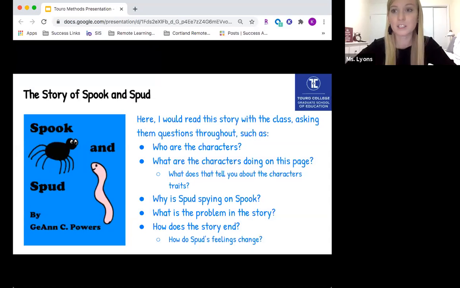Great. By the end of the book, the students should recognize how feelings had changed for Spud over time, and they will continue to see and hear a lot of those questions, be able to answer them orally, and they'll also be able to practice that SP sound with us as a class.